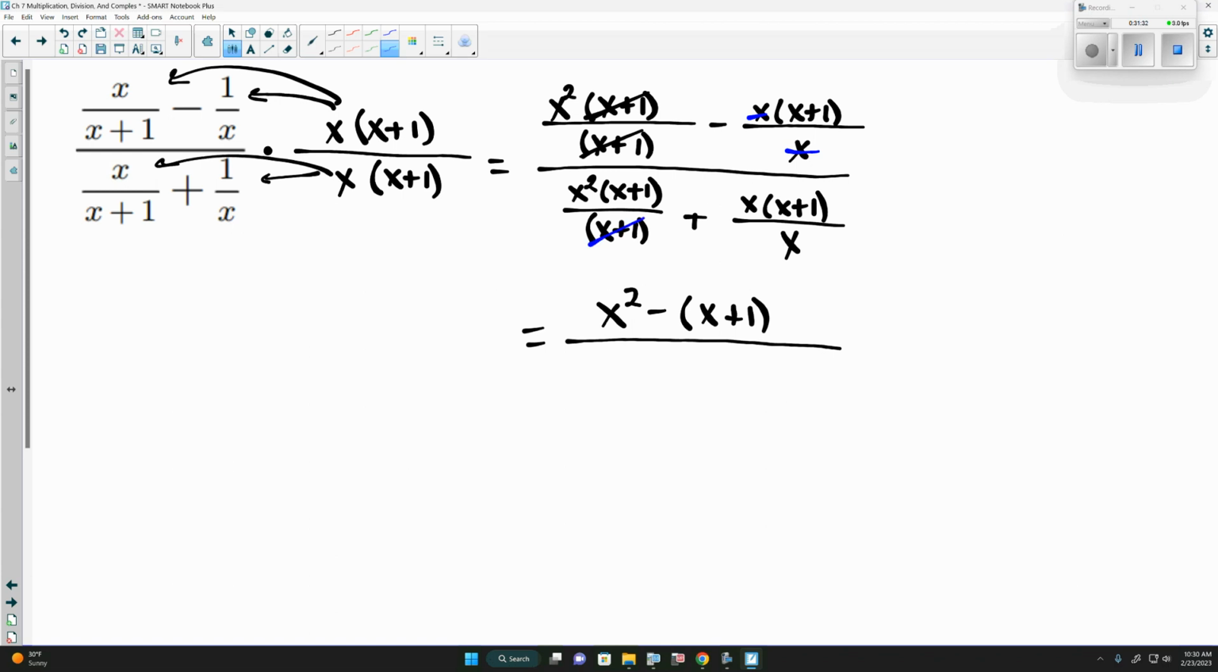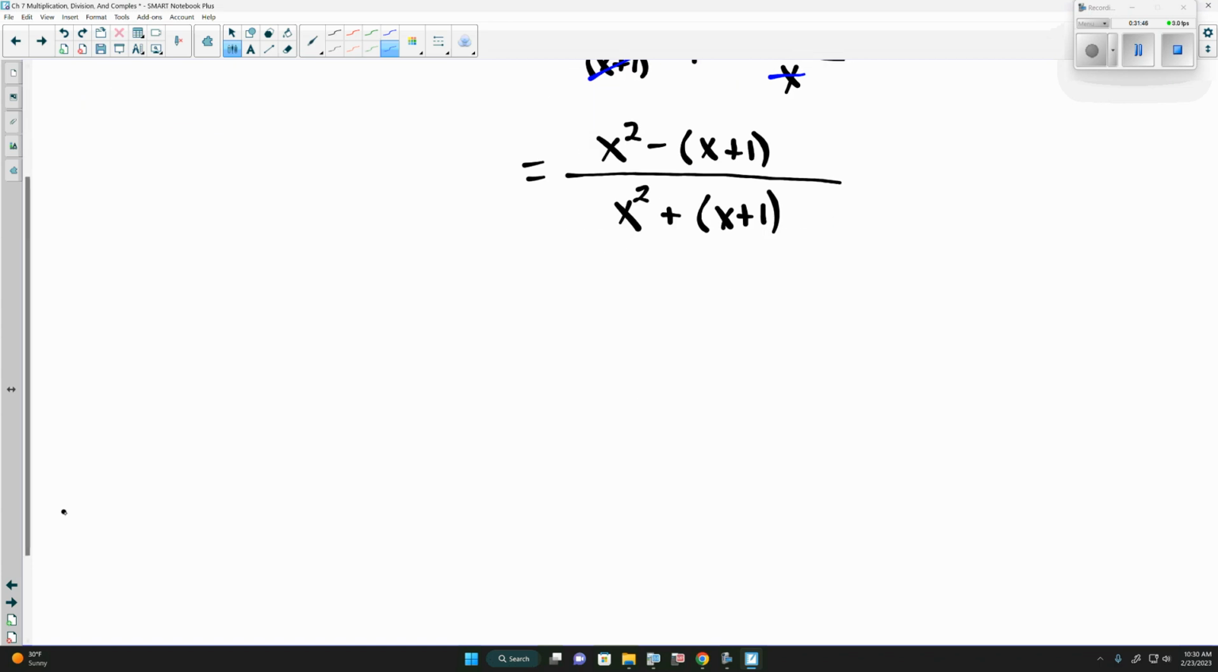The denominator, x plus 1 and x plus 1 would cancel, leaving us with just x squared. Plus, the x will cancel, leaving us with x plus 1. Now at this point here, we can distribute that negative across the 2 in the numerator, which will give us negative x minus 1.